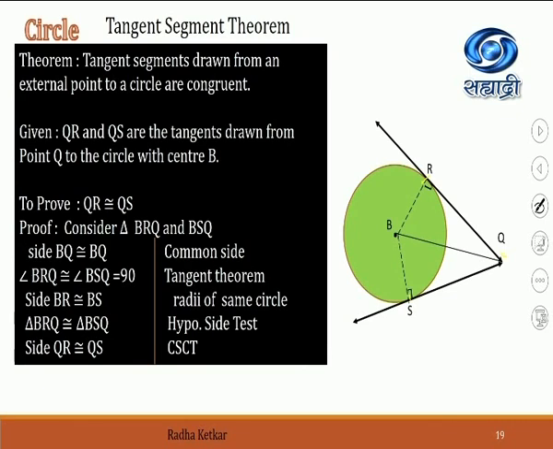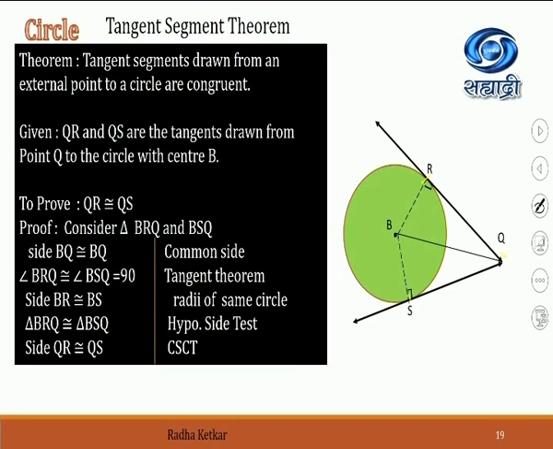You can see 90 degree signs shown on both sides, at point R and at point S, because we know tangent and radius are perpendicular to one another. So you can see two triangles formed. Let us consider those two triangles, triangle BRQ and triangle BSQ. Side BQ is congruent to side BQ, common side. Then angle BRQ and angle BSQ are both 90 degrees using the tangent theorem, which we have done earlier. Side BR is congruent to BS, because they are radii of the same circle.